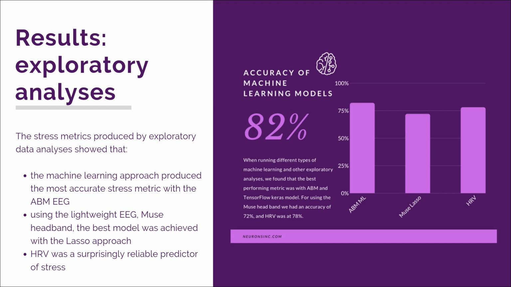So by using machine learning models and exploratory models, it's possible to create much more predictive metrics of stress, even using a low-level EEG device such as the Muse headband.